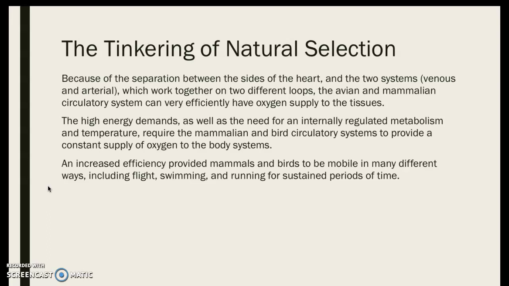The high energy demands, as well as the need for an internally regulated metabolism and temperature, require the mammalian and bird circulatory systems to provide a constant supply of oxygen to the body systems. An increased efficiency allowed mammals and birds to be mobile in many different ways, including flight, swimming, and running for sustained periods of time.